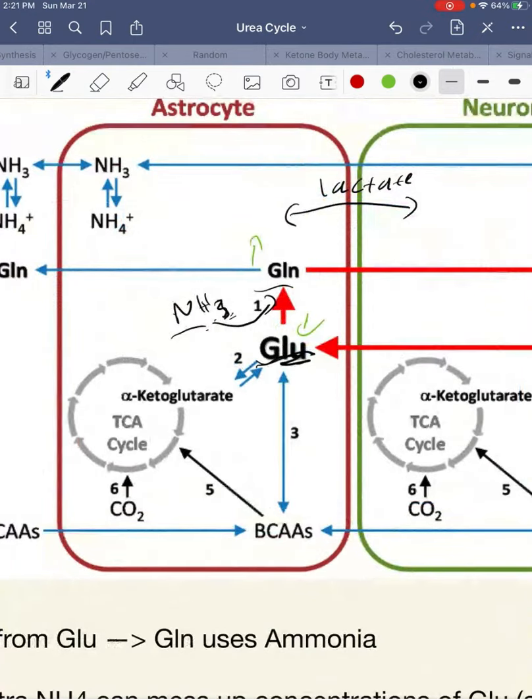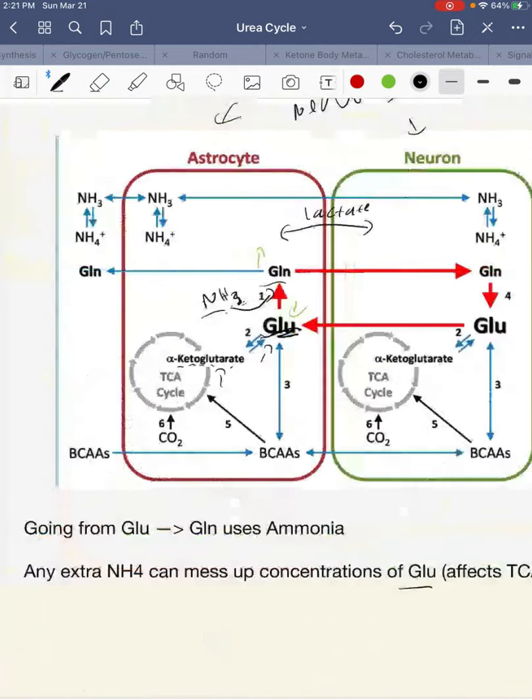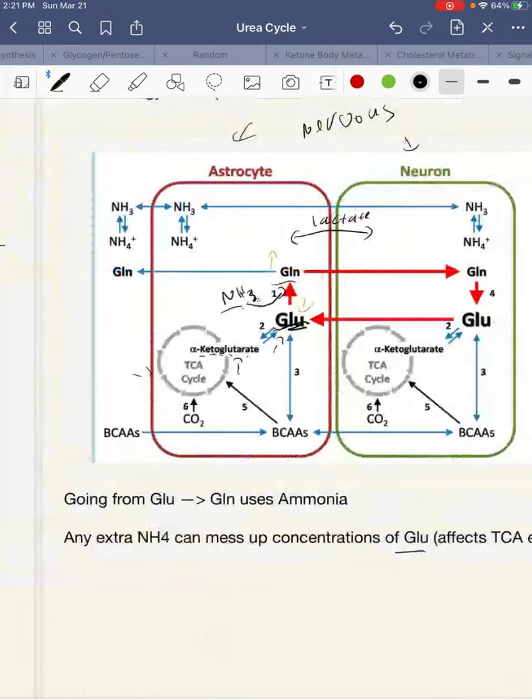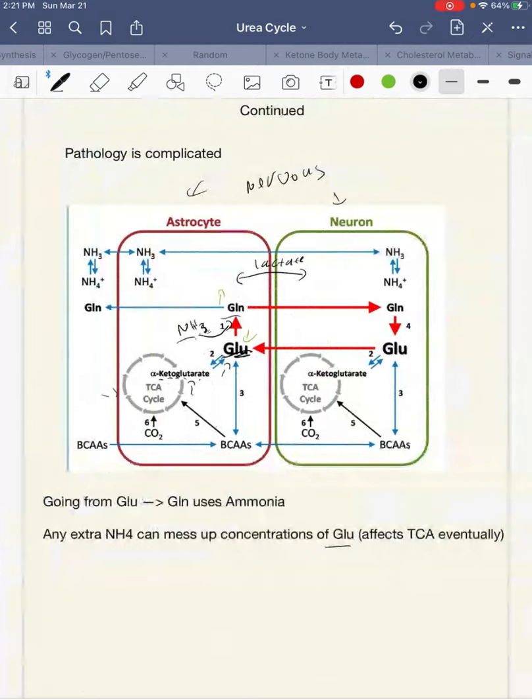So remember, glutamate can be converted into alpha-ketoglutarate, and this can enter into TCA. So if you change the levels of glutamate, this will change levels of alpha-ketoglutarate. It'll affect TCA, and that's how you get all your complications in the nervous system.